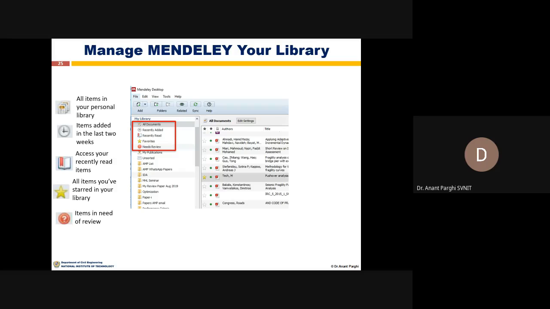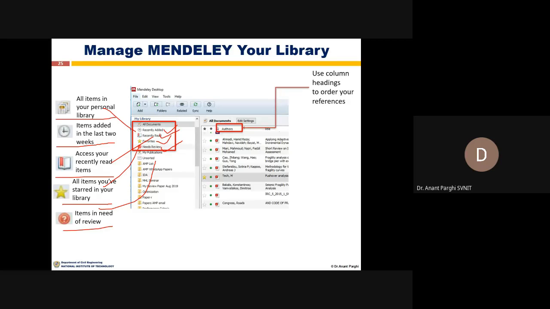In the library management system, we can see all items in your personal library, items added to your library in the last two weeks, your recently read items, and items that need to be reviewed. Here you can see all the documents showing as recently added, recently read, favorite documents, and needs review. All these things are available in the Mendeley system. Here you can see the author name also. This particular column gives the heading in order to see the references of that particular author. Here you can see the green dot, which marks the entry as read or unread.